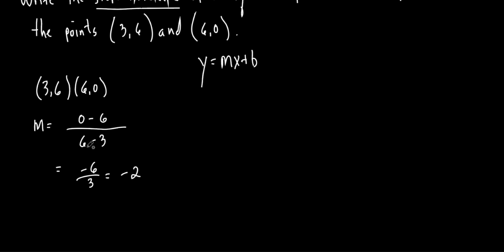This is the third time we've done slope today. Now, where does that go? That goes where the m is. So I'm going to go y equals negative 2x plus b. So I'm halfway done. All right? So I got the slope. Now I got to find the y-intercept. Okay? The b, correct. I got to find the b.